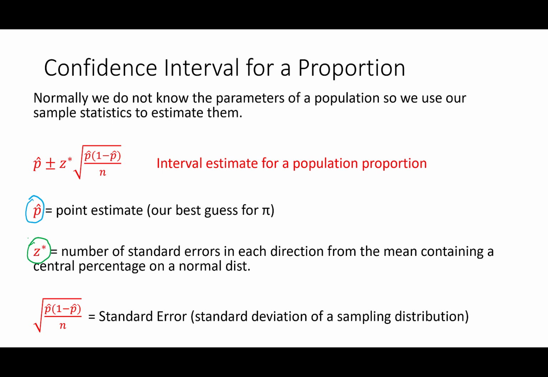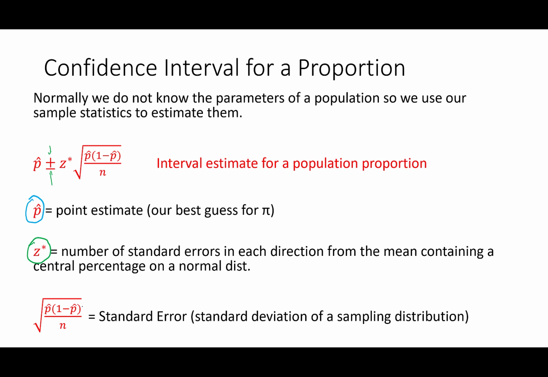That's what z star is representing. You can think of z star as a z-score. And technically there are 2 z-scores that we're working with. Z star is 2 values. It's the positive value and it's a negative value. So we're going to be calculating this equation twice. We're going to be taking our sample proportion and adding a certain number of standard deviations or standard errors, and taking our sample proportion and subtracting a certain number of standard deviations or standard errors.